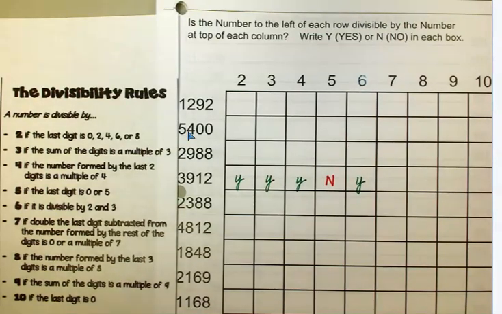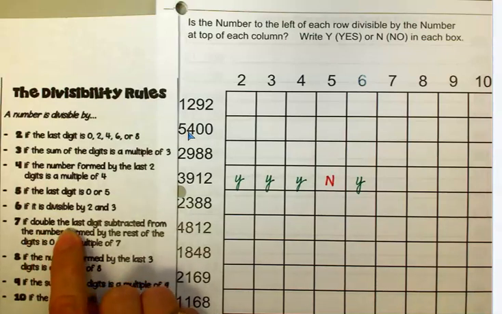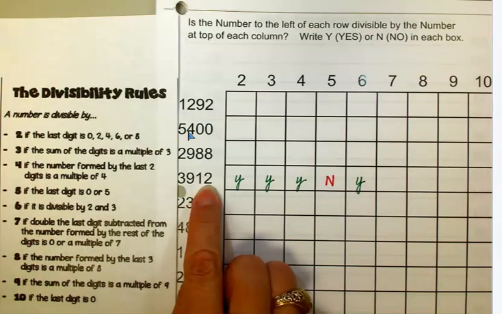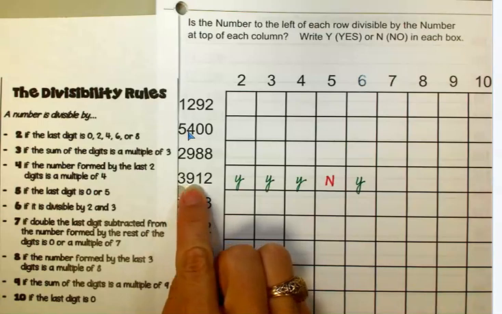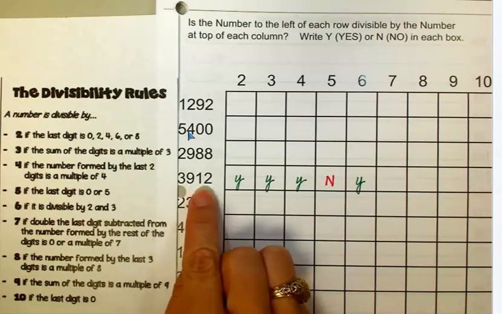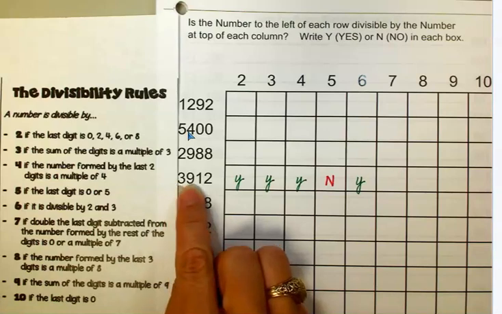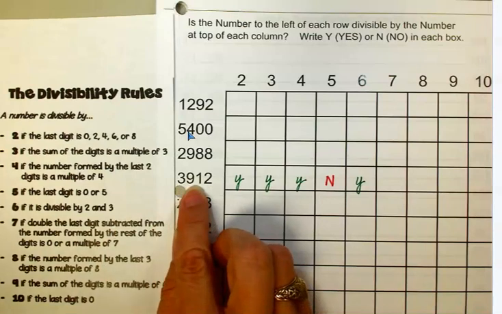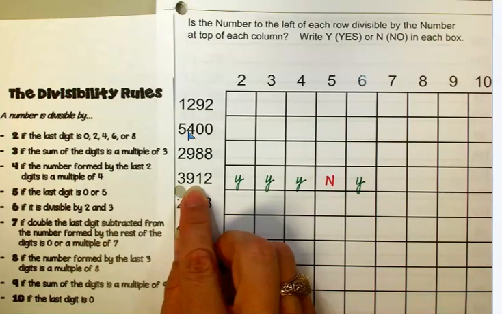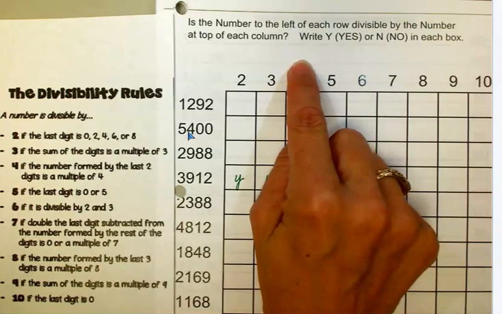All right, then we get to 7. The fun one. If you double the last digit, which is 2, and double that, you get 4. If you double the last digit and subtract it from the number formed by the rest of the digits, 391 minus 4 is going to be 387. Unfortunately, this number is big enough that I don't know my multiples of 7 all the way up into the 300s, so you may just have to divide it out and see.